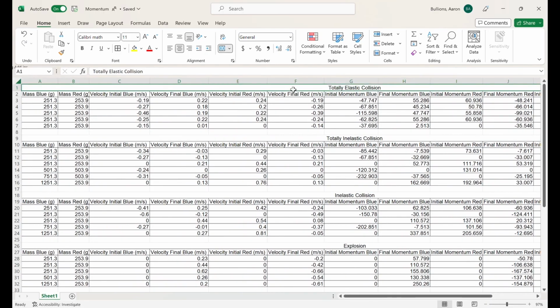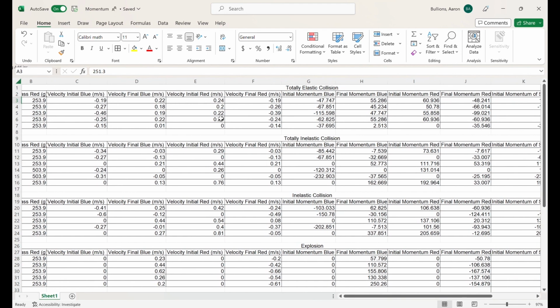First off, the totally elastic collision. This is pretty simple. We threw the two cars at each other and they got repulsed by the magnet. So what we did, we found the initial mass of both cars. We found the initial velocities and the final velocities of the two cars.